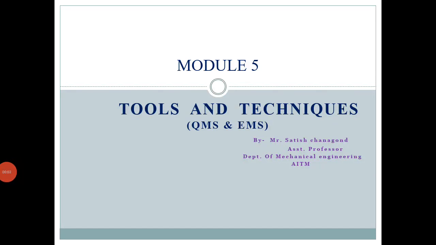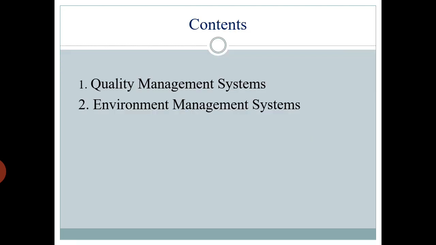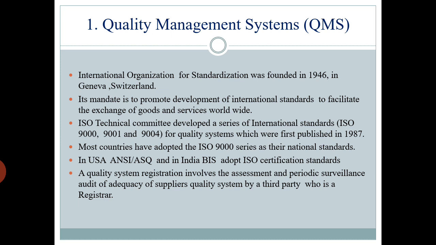Good morning, students. Let us continue with the module 5 tools and techniques, and we will discuss the last part of this module, that is QMS and EMS. So, the topics to be discussed today are QMS, that is Quality Management Systems, and EMS, that is Environment Management Systems. The first part, that is Quality Management System, you have studied in the last part of the first module. Let's have a brief review of the QMS, and we will study the EMS a little bit more.